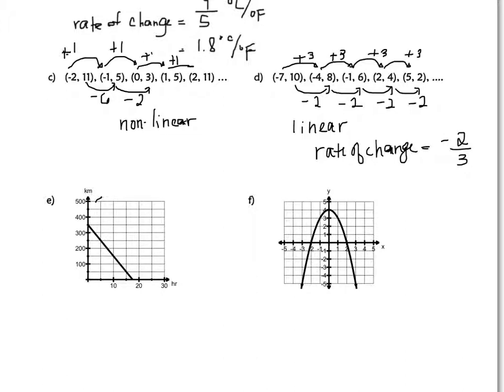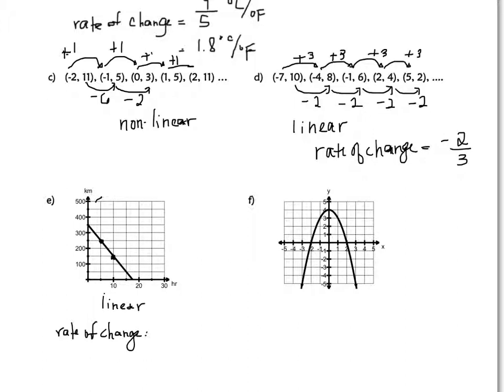Our next example is a graph, and looking at it, it is obviously a straight line pattern, so it would be a linear pattern. So the rate of change for this one, again, you can take any two nice points on the graph. So I'm going to pick this one here and this one here.